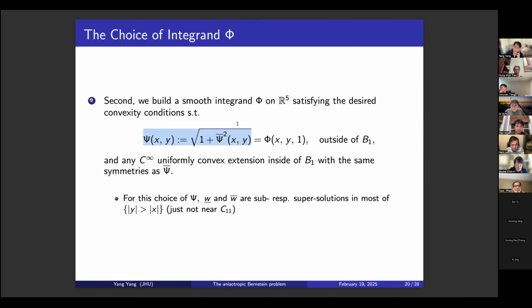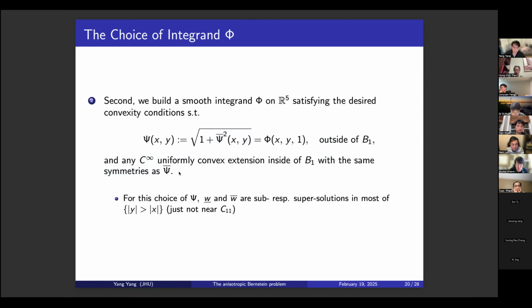The average function is just 1 plus the square root of 1 plus gradient squared. So this function psi now becomes asymptotically one-homogeneous. It turns out that we only need to do this modification outside of B1. So we don't care about how we extend this function inside B1. It turns out it doesn't matter how we extend it. We can just choose any arbitrary extension inside of B1. I will get to why we don't care later.